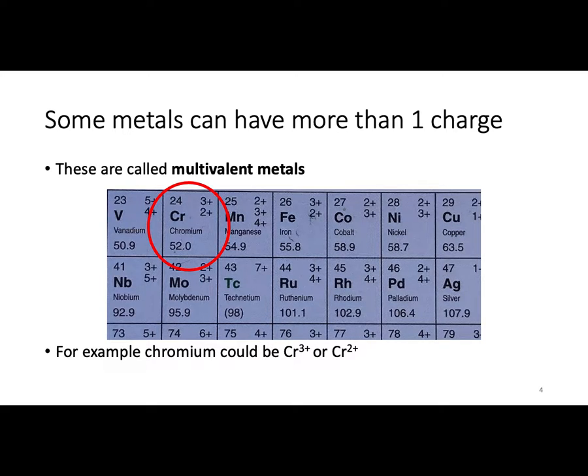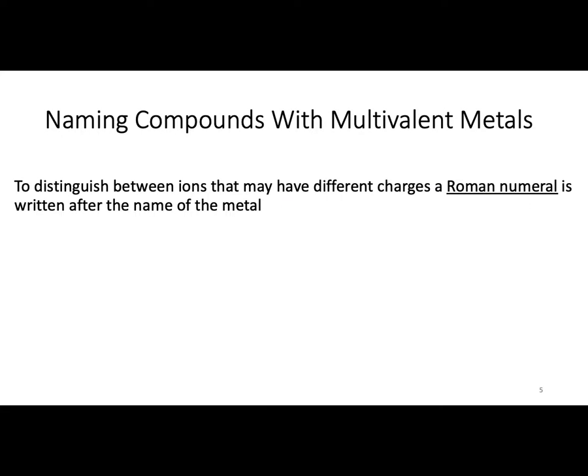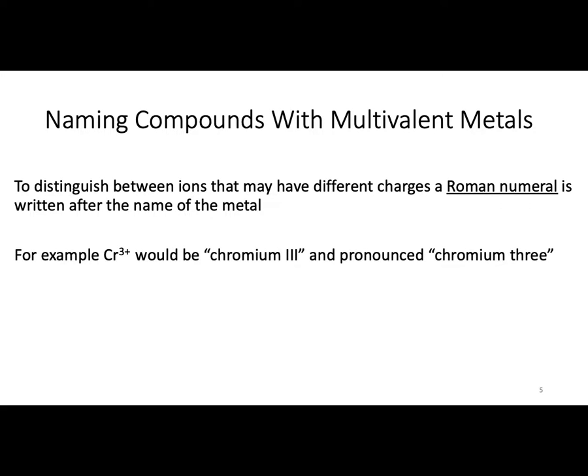Cr3+ or Cr2+. So it can be a chromium 3 ion or a chromium 2 ion. And we need a way to tell which charge we're dealing with. To distinguish between ions that may have different charges, we use a Roman numeral after the name of the metal. For example, chromium 3+ is called chromium 3. The way you write it is chromium and then the Roman numeral for 3, which is III. Cr2+ would be chromium 2, written with the Roman numeral II.